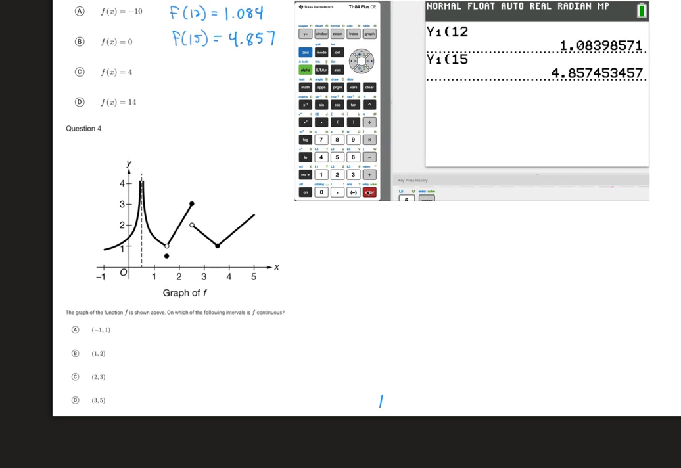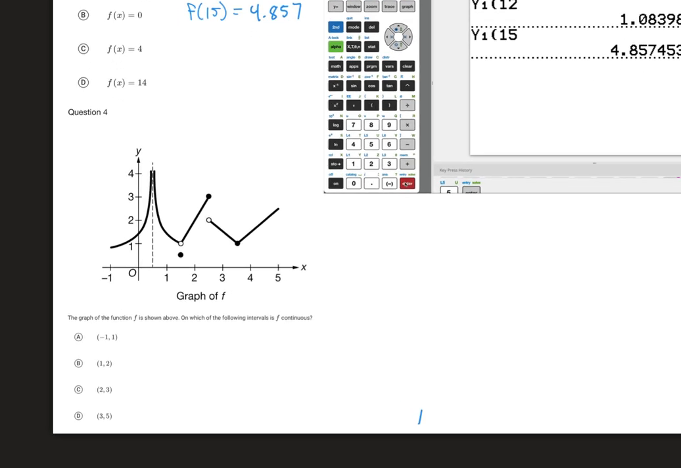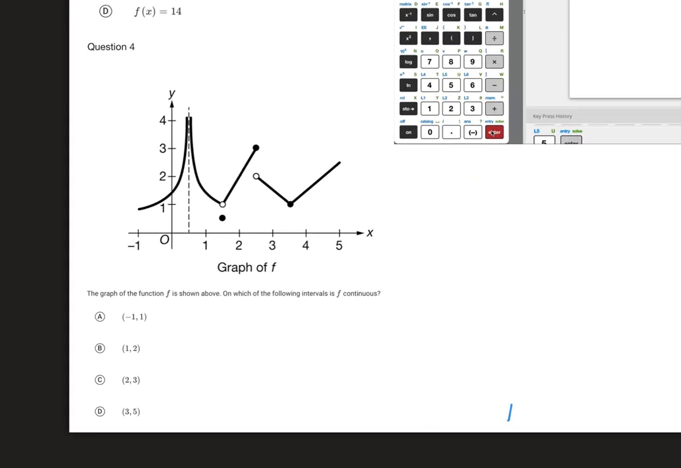Next one. So this has a graph already. They say the graph of the function f is shown above. On which of the following intervals is f continuous? Okay, so it's similar to the first one where we'll find all the points where it's discontinuous and then pick an interval that doesn't contain any of those discontinuous points. If it doesn't contain any points of discontinuity, then it's continuous on that interval. So let's find all the points of discontinuity.